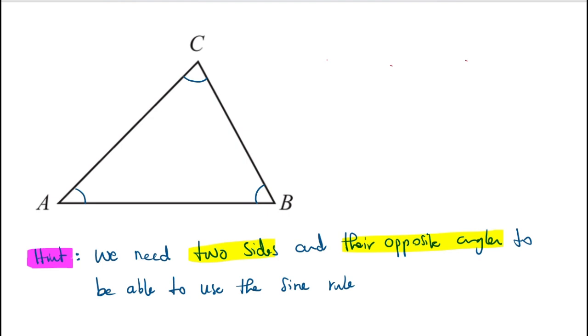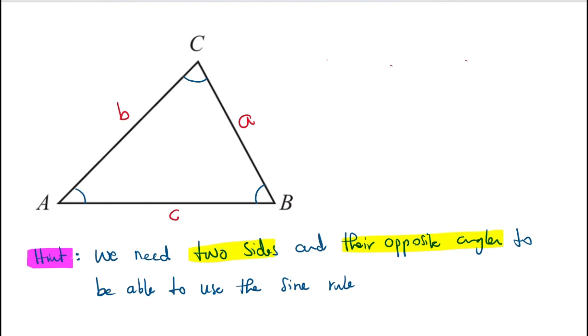In triangle ABC, we label each side with the lowercase of the same letter of the angle opposite to that side. So we label the side opposite angle A with lowercase a, the side opposite angle B with lowercase b, and the side opposite angle C with lowercase c.